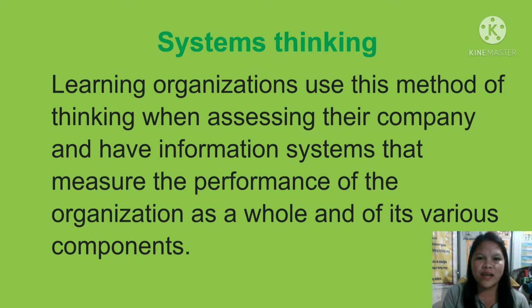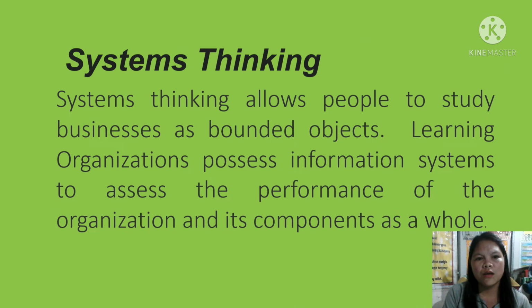Systems thinking states that all the characteristics of a learning organization must be apparent at once in an organization for it to be a learning organization. If some of these characteristics are missing, then the organization will fall short of its goal. Systems thinking allows people to study businesses as bounded objects. Learning organizations possess information systems to assess the performance of the organization and its components as a whole.